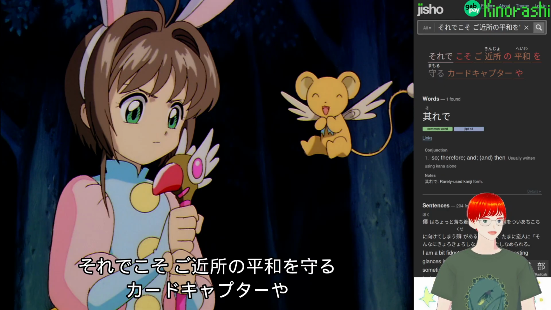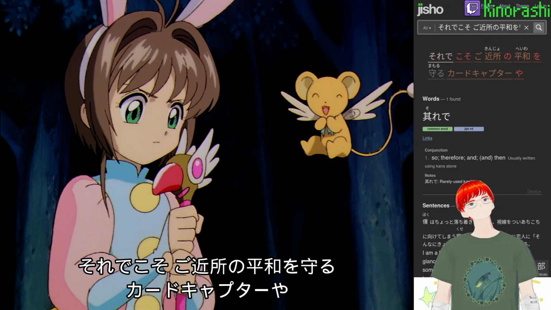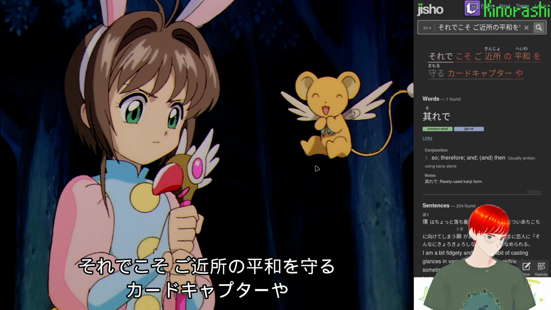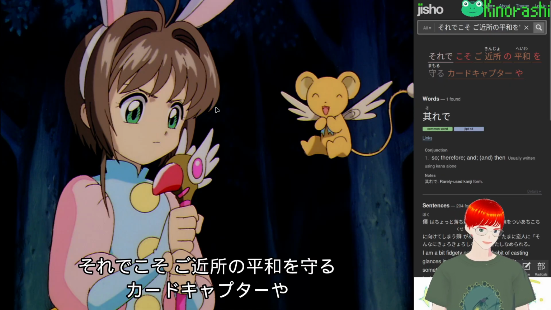Find the grammar of gokinjo no heiwa wo mamoru, protecting the peace of the neighborhood. Okay. This now has been affirmed by sore koso. The speaker is saying that protecting the neighborhood's peace is what truly makes someone a card captor.